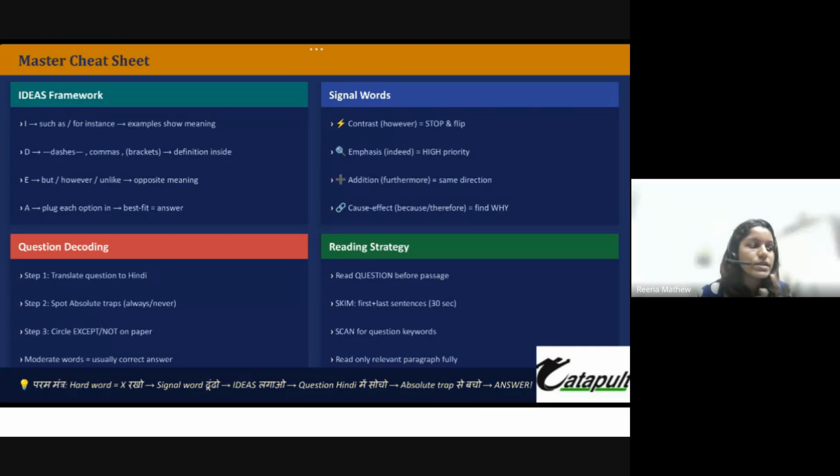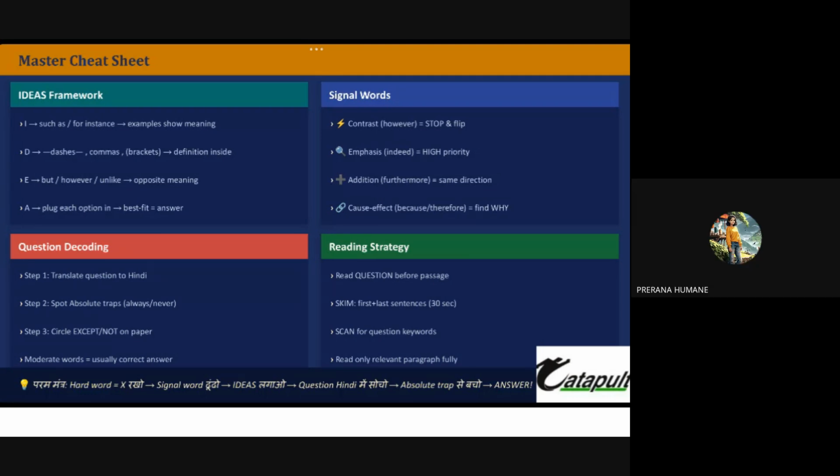So, ma'am, I was saying the gist of the class, the core framework of ideas. There are words like such as, like, for instance, etc. to show examples. And then there are dashes, commas, and brackets inside which meanings come. And then there are contrasting words like but, however, unlike. That is for opposite words. Okay, so these are common words we are using.